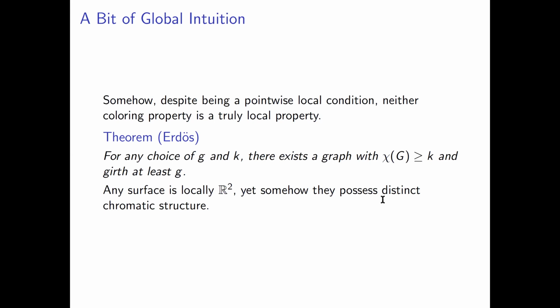If not, that's a local problem. That's a problem with local interference, right? And that's true for both graphs and surfaces. But here's a remarkable theorem from Erdős in the 1950s. If I take any choice of G and K, there's a graph with chromatic number at least K and girth at least G. We also have seen that any surface is locally R2, but it presents different chromatic structure.